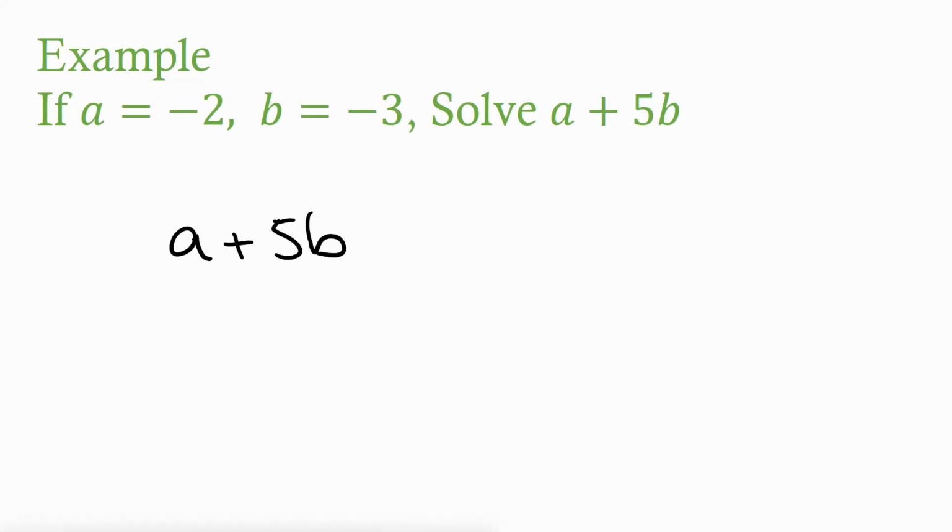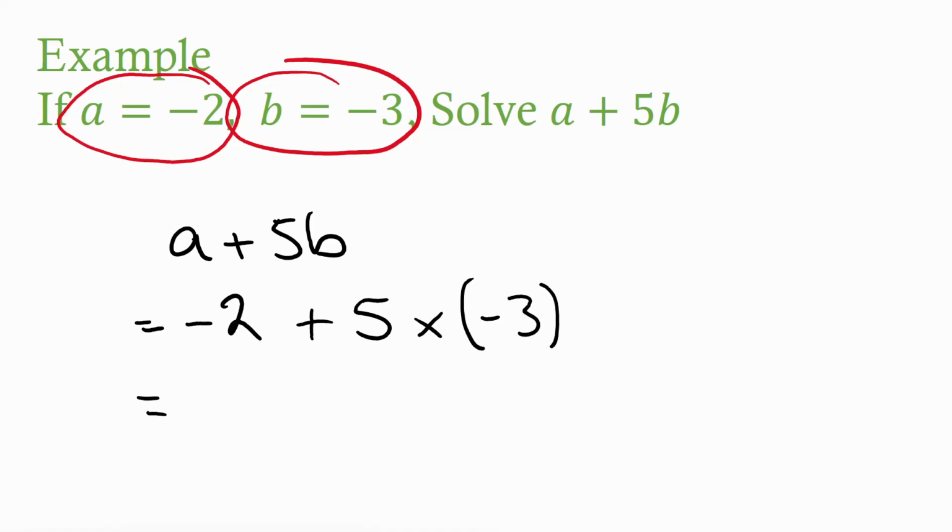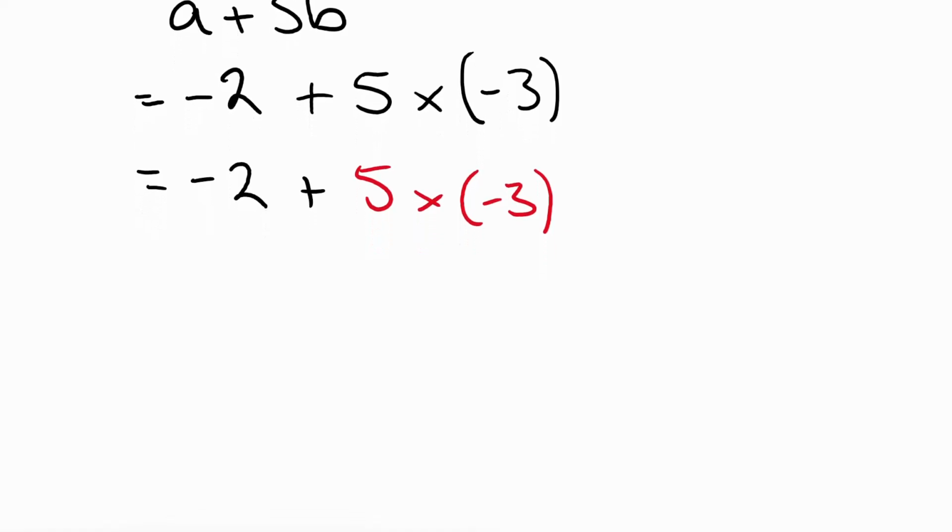So what this means is we're literally just going to change any a's in it to negative 2, and any b's in it to negative 3. So we end up with down here negative 2, because that a is now negative 2, plus 5 times, remember 5b is 5 times b, it's 5 times negative 3. And then we do our order of operations, which means brackets first, which we don't have. Then we do any powers, which we don't have. And next we do multiplication, division, so we can do that. So we're going to do that part first.